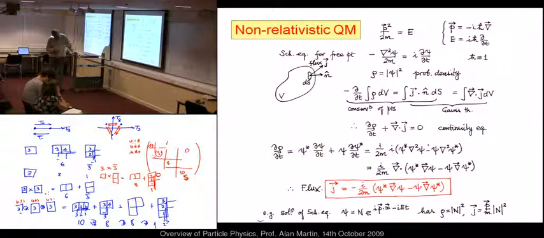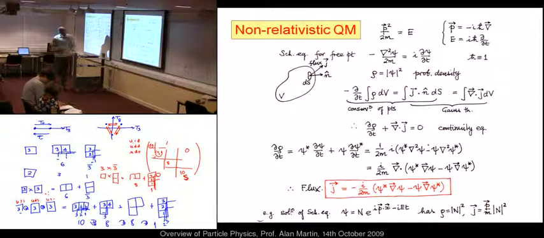Now if I want to write this thing in brackets here in terms of a div, which I want to do, notice I can do it this way. So I write that bracket just as div of this thing. You can see that when I take the div of this, I get 4 terms. 2 of the terms cancel against each other, and the other 2 give me this thing. So this follows immediately.